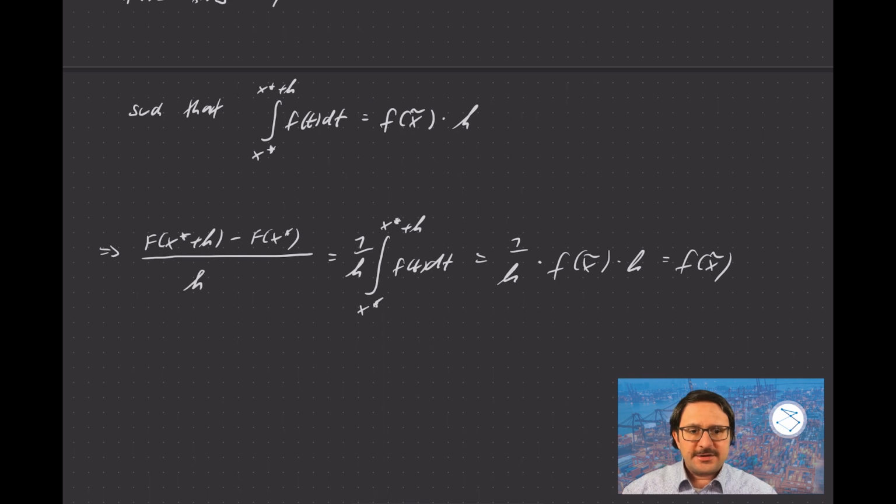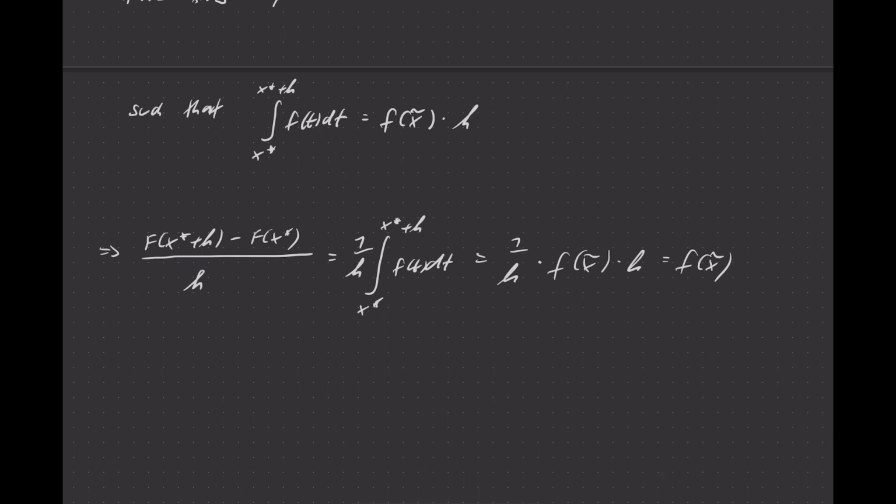And now what we do is we let h tend to 0. Now f is a continuous function. As h tends to 0, of course, the points x star and x star plus h get closer and closer together, or in other words, x star plus h tends to x star. And x tilde is between those two. So x tilde also will tend to x star. Okay, so for h to 0, we have x star plus h tend to x star.